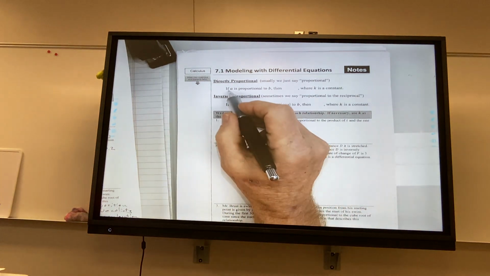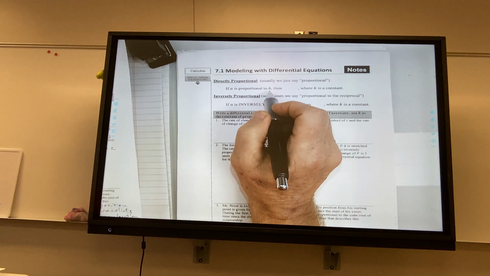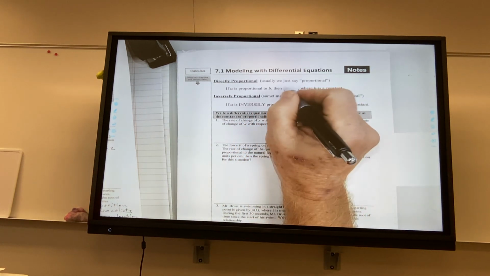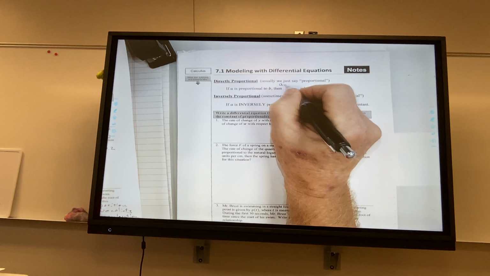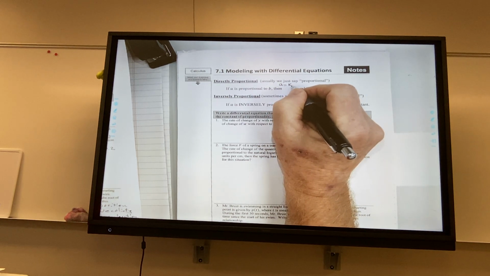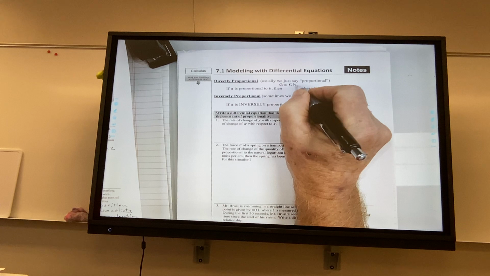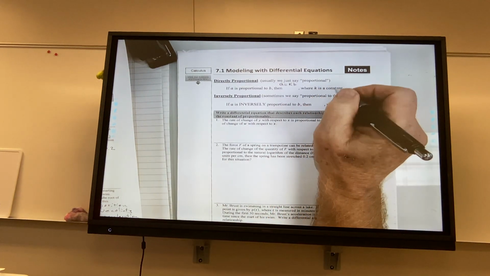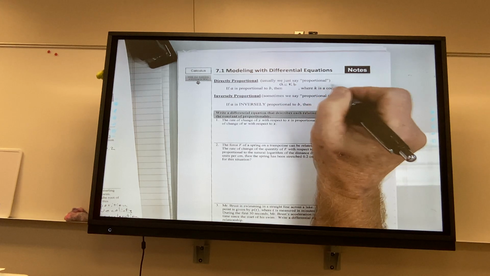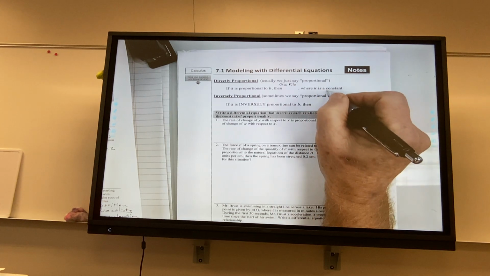If A is proportional to B, then what we are saying is there is some constant that we call K that is multiplying B. And K is a constant. It's often called the constant of proportionality.